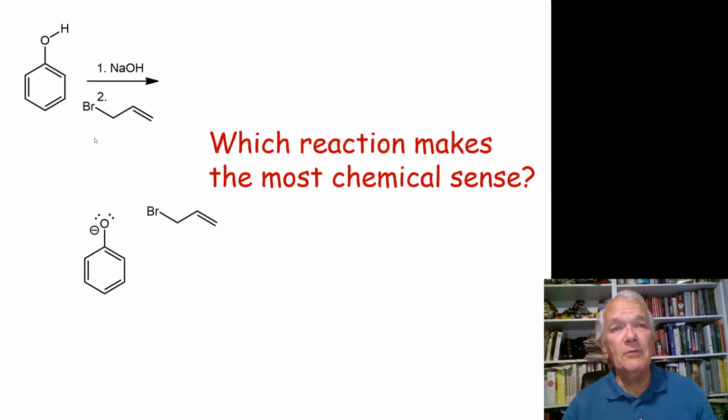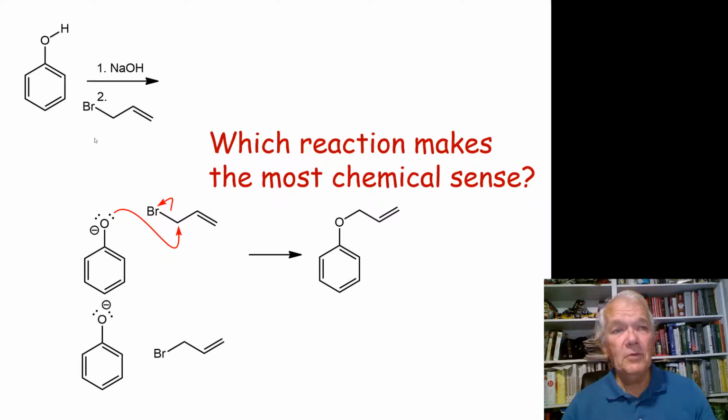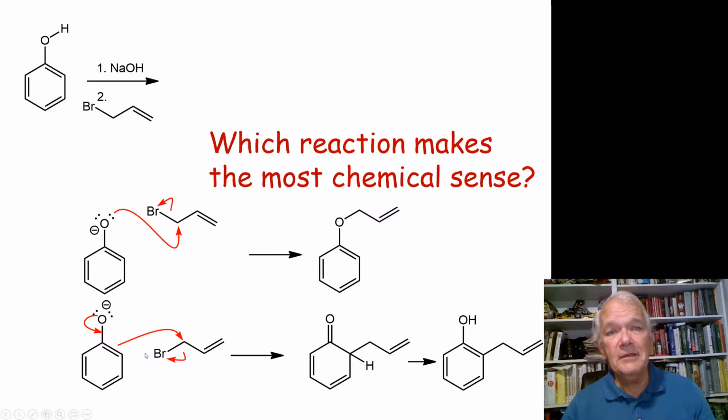So what do we expect? Well, the phenoxide can do an SN2 substitution, very straightforward. Or you can imagine doing a completely different reaction where we treat the phenoxide as an enolate, because there's a double bond down here, and we could form the carbonyl. The double bond could reach over and do the SN2 type reaction. Then we'd end up with this strange looking keto compound here, which of course would tautomerize back to the phenol.